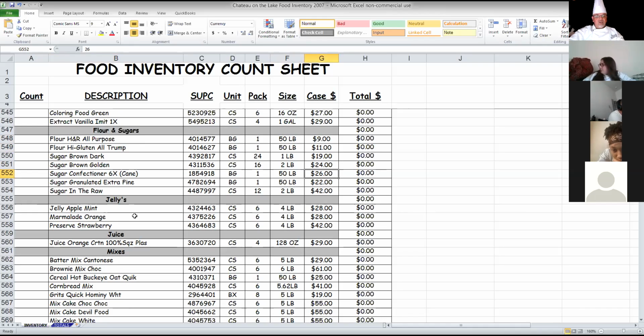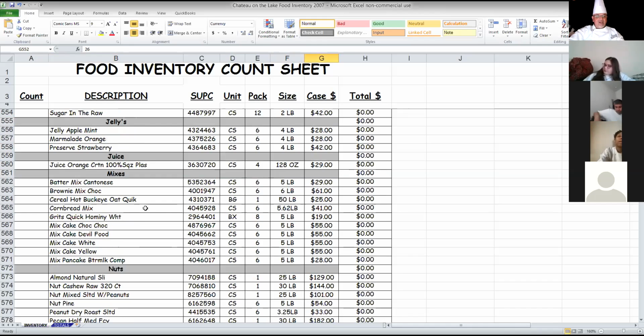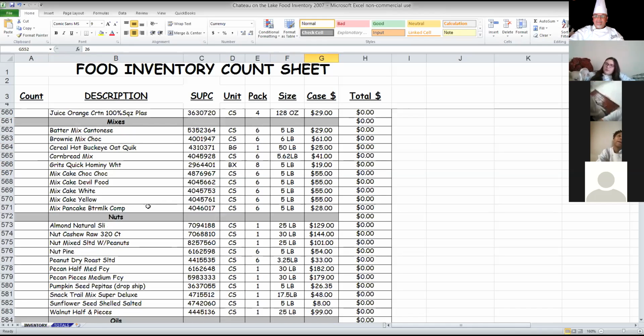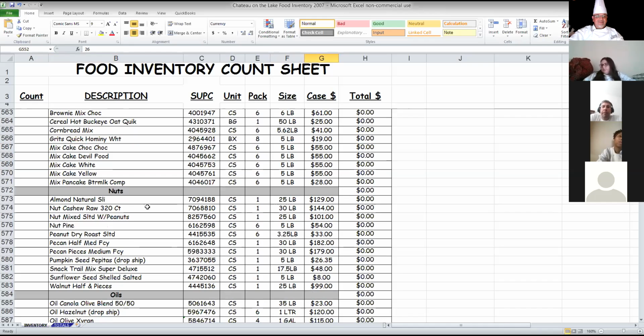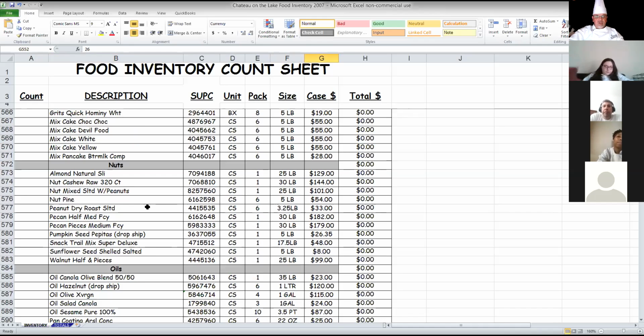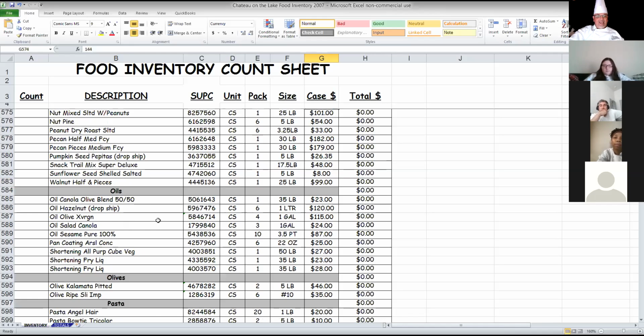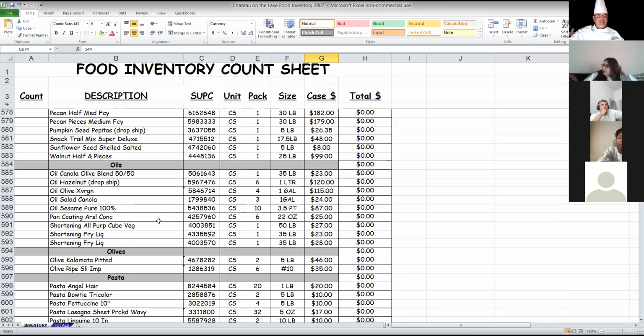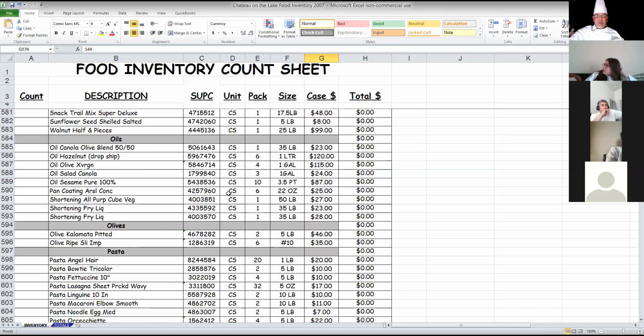Granulated sugar, sugar in the raw, any jellies, juices, beer batter. Back it up. Okay. Any nuts you want to use in your recipes? Cashew nuts, $144 for 30 pounds. Expensive. Any oils? Canola, hazelnut, olive, sesame seeds, pan coating. This is the baker's spray. $25 divided by 6. That's how much 1 can of spray is going to cost you.